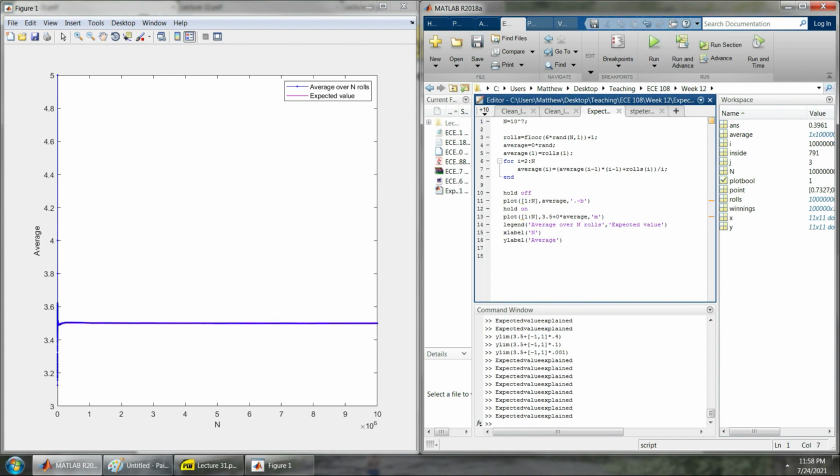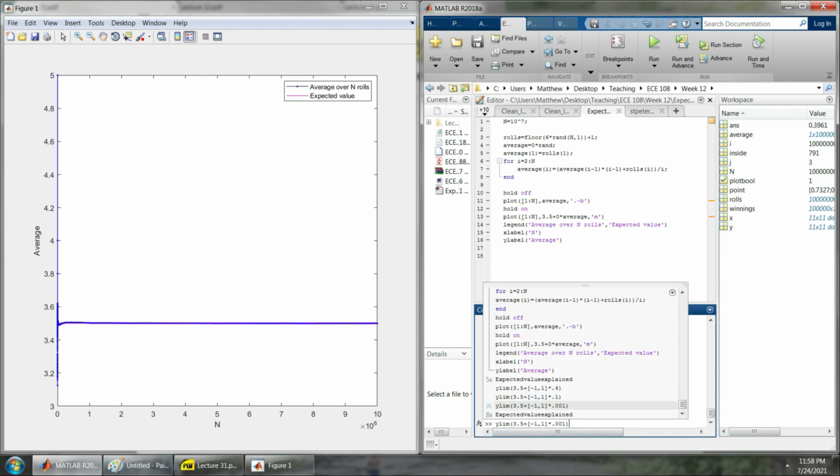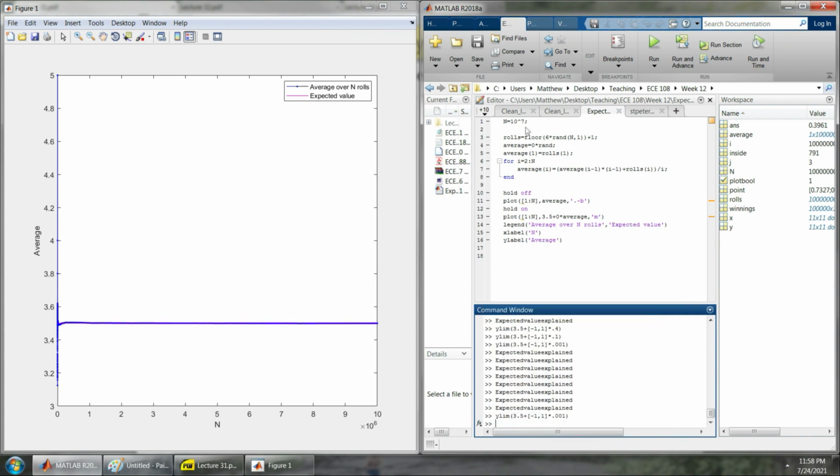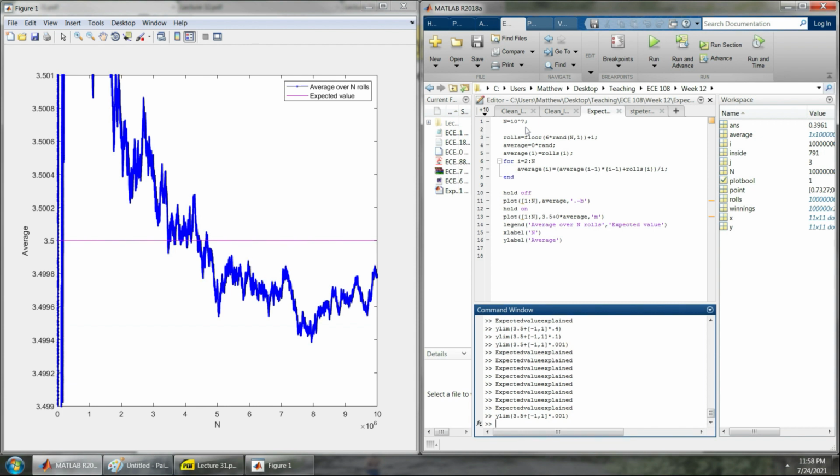If I were to repeat this experiment an infinite number of times and kept doing this averaging process, then in the limit, the average will approach this expected value. So just to do one more zoom in here. Now notice I'm doing 10 to the 7th points instead of 10 to the 6th. So quite a few more points.